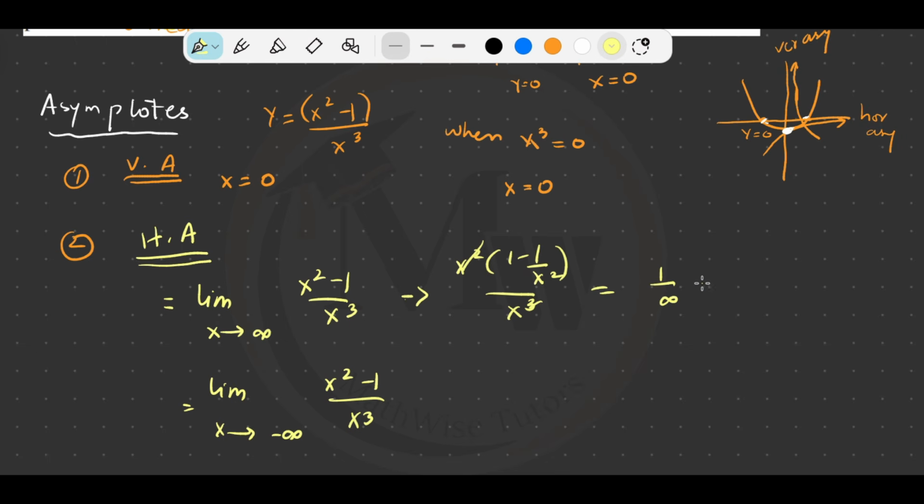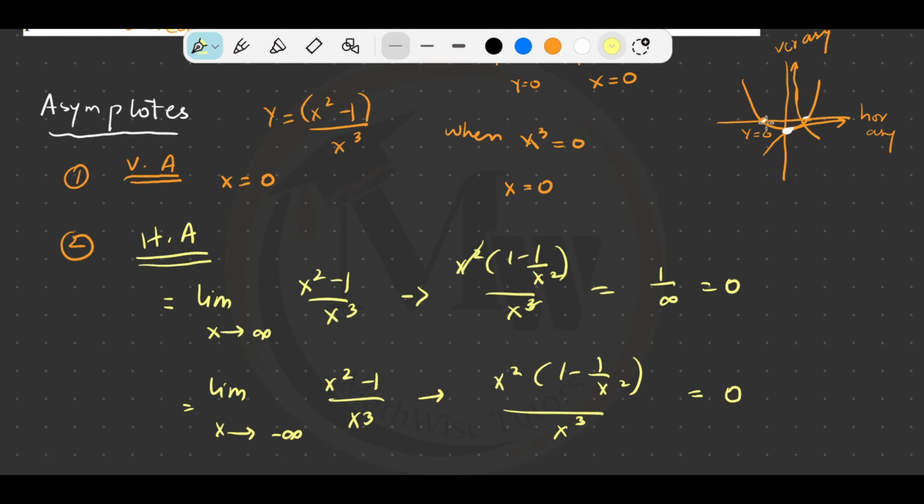and you have 1 over infinity, that is 0. And the same when solving this one by taking the common factor, 1 over x. So even if you plug in minus infinity, still the answer will be 0. It means you have two horizontal asymptotes. When x approaches infinity, then the horizontal asymptote is 0.